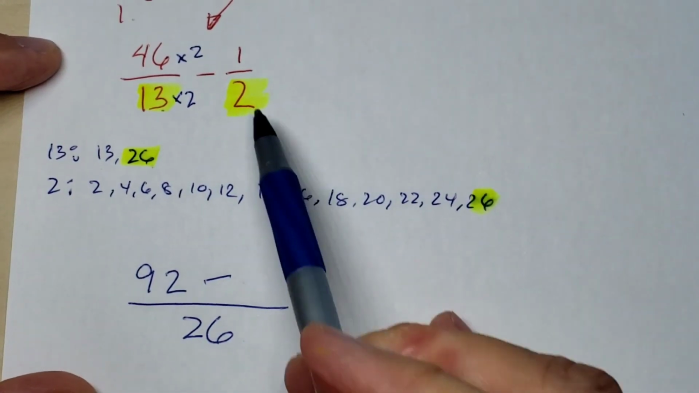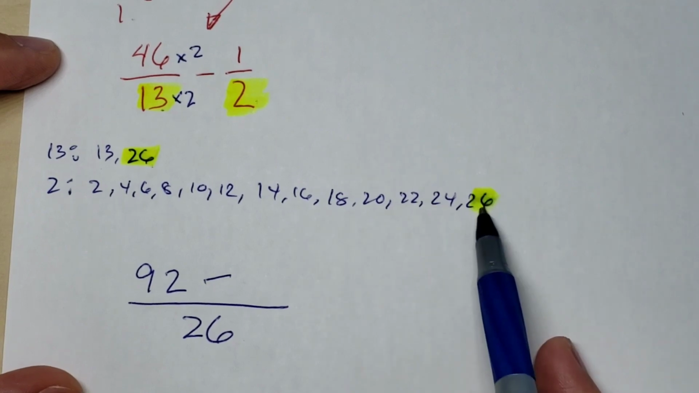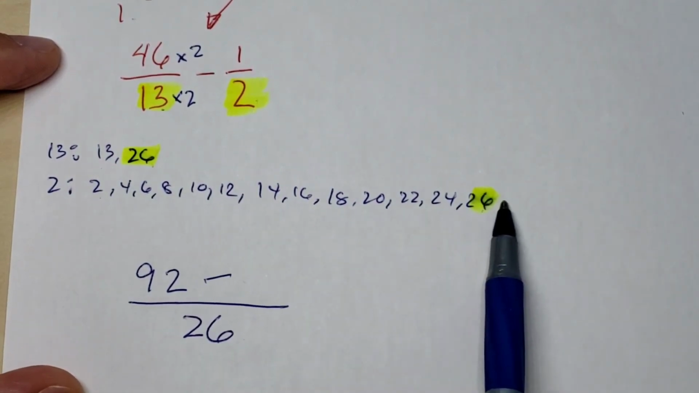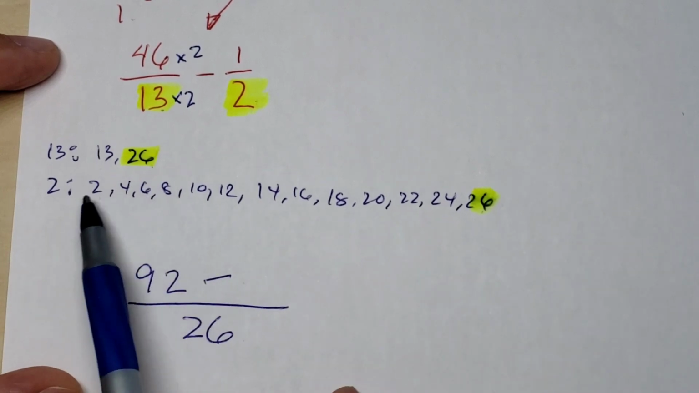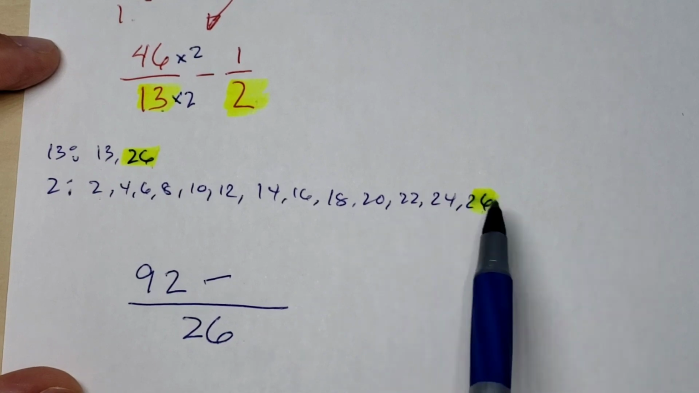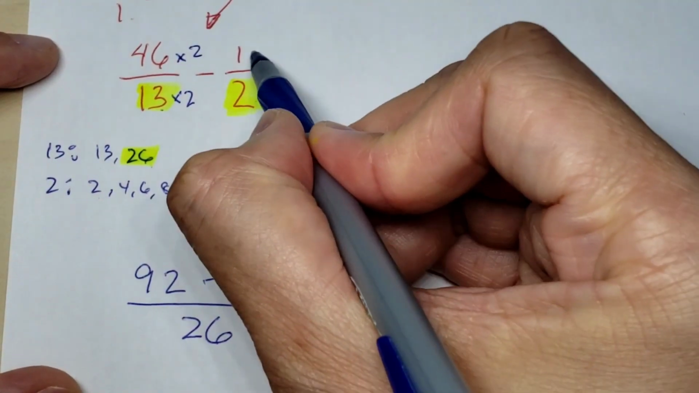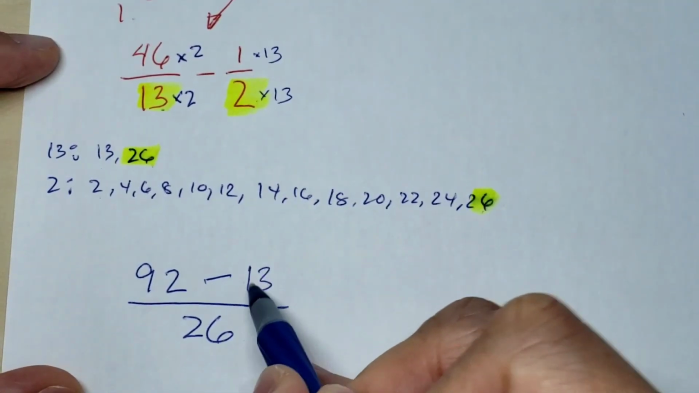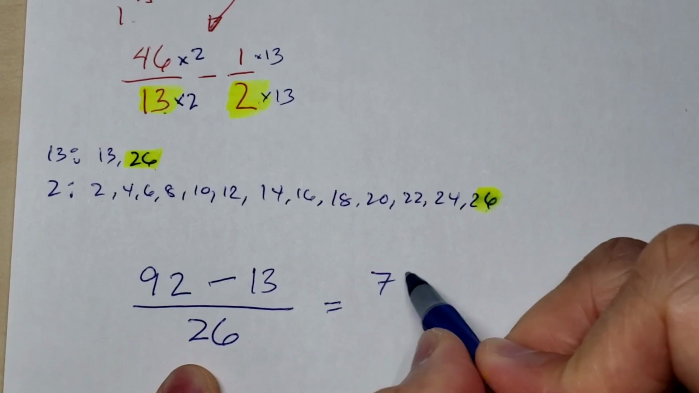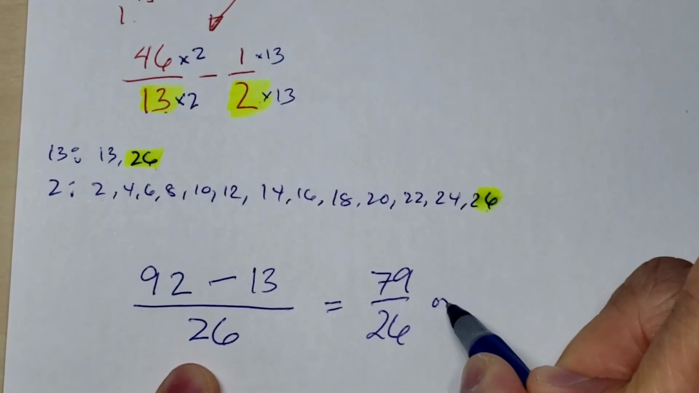Minus, what did you multiply 2 by to get 26? Or how many times did you skip count 2 to get to 26? That would be 1, 2, 3, 4, 5, 6, 7, 8, 9, 10, 11, 12, 13. So 13 times 1 gives you 13. Now we have the same denominator, 92 minus 13 gives you 79 over 26.